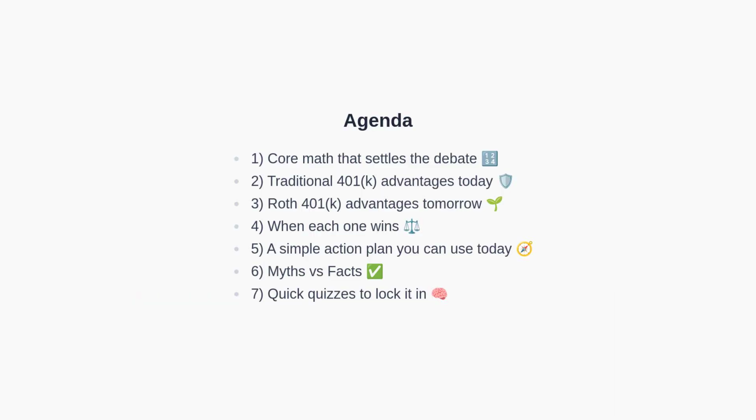Let's begin. Here's our roadmap. First, we'll explore the core math and why equal tax rates now and later yield equal results. Next, we'll look at traditional 401k advantages, then Roth 401k advantages. After that, we'll compare scenarios to decide which wins when, and we'll finish with an action plan, myth-busting, and quick quizzes. Let's transition right into the math that underpins everything.